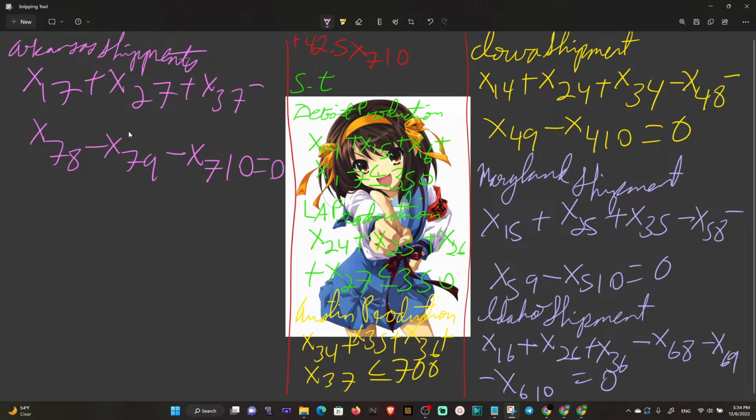Anyway, let's do the Arkansas shipment one as well. But now we have to do the processing. So the processing for all of them is just getting there in the first place. So how do we get to the processing areas? So let's start with Iowa again.